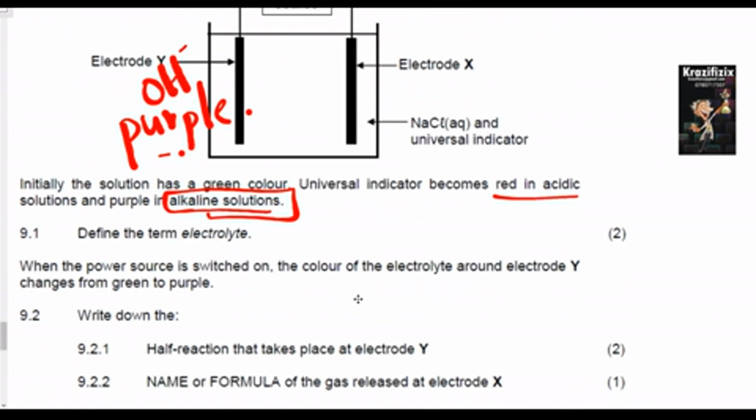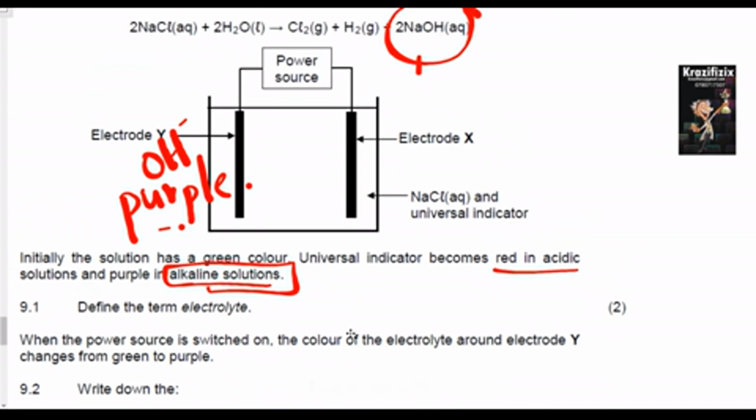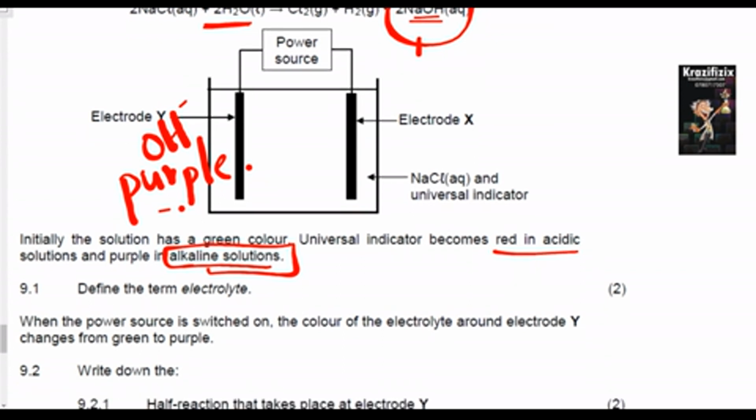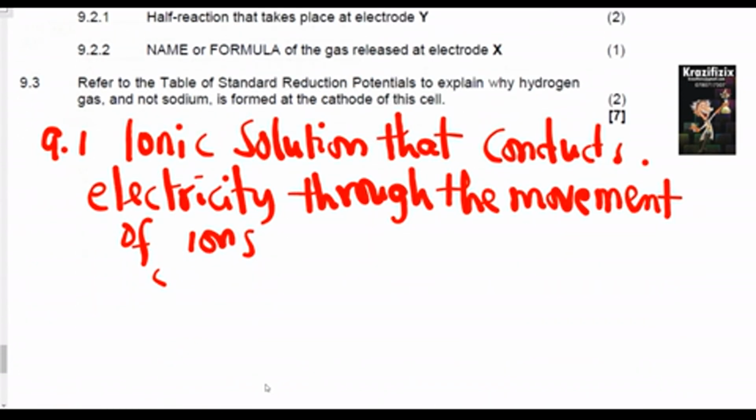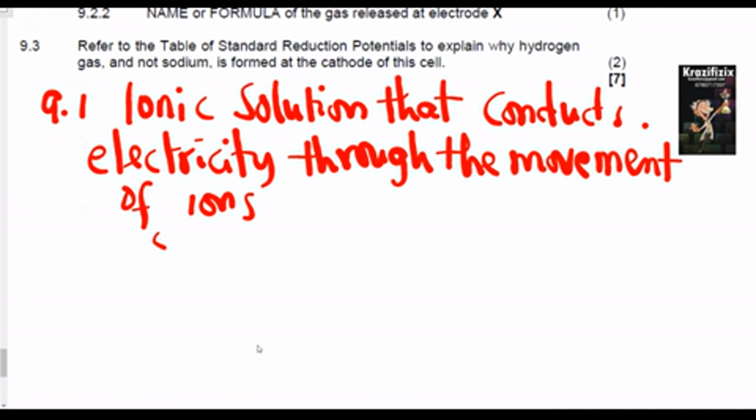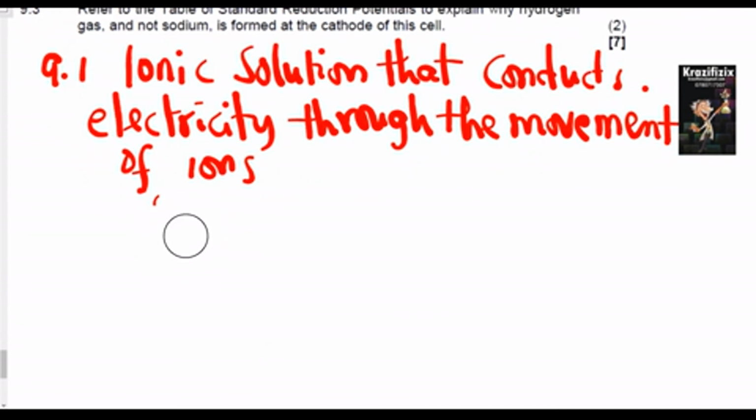All right. Write down the half reaction that takes place at Y. Okay. Now, in this case, you would notice we were not even clear about the cathode or anode, but we know that this OH must be coming from water. So, water needs to be reduced. Water needs to be reduced. And if water is reduced, let's see quickly. Alright, so we know water is reduced.